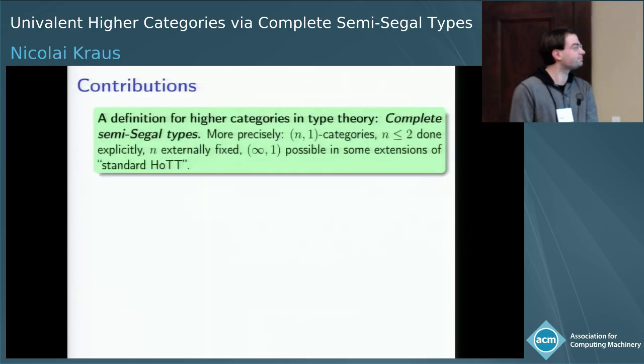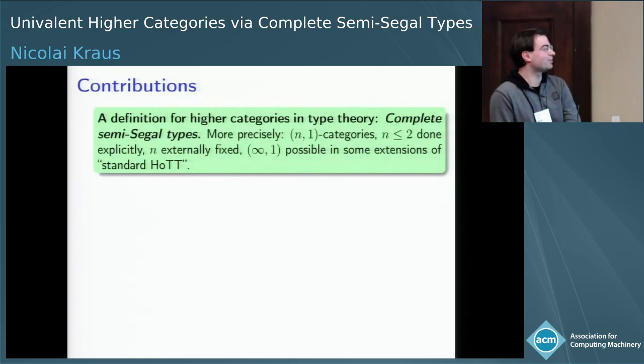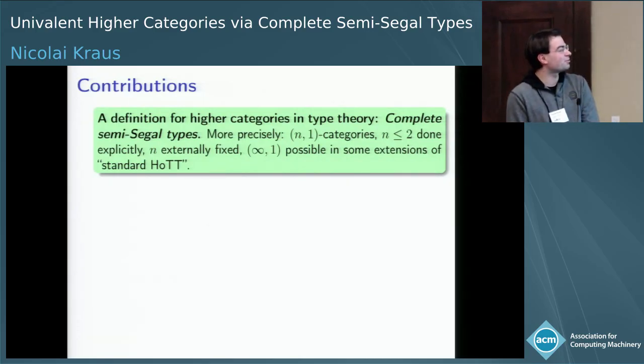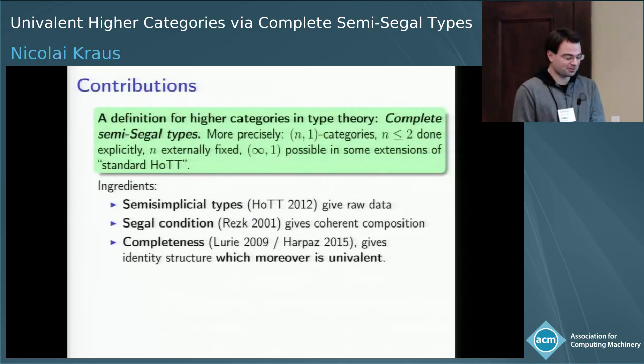Right. So the end product of our paper is a potential definition for higher categories, and we call them complete semi-Segal types. This is because, well, what we actually do is we just look through the literature and find some ideas from very clever people, and we just put them together and check that it really works in type theory. And it turns out it works very nicely in type theory.